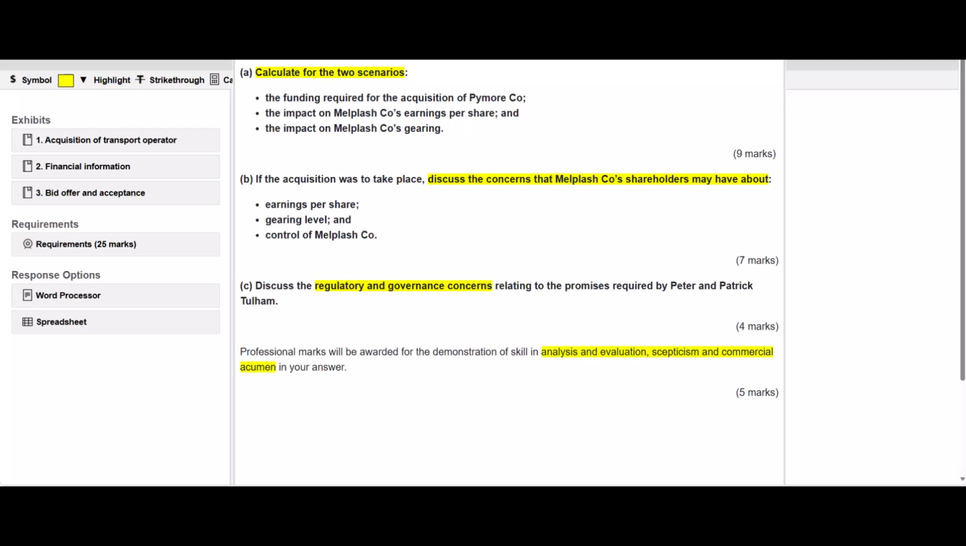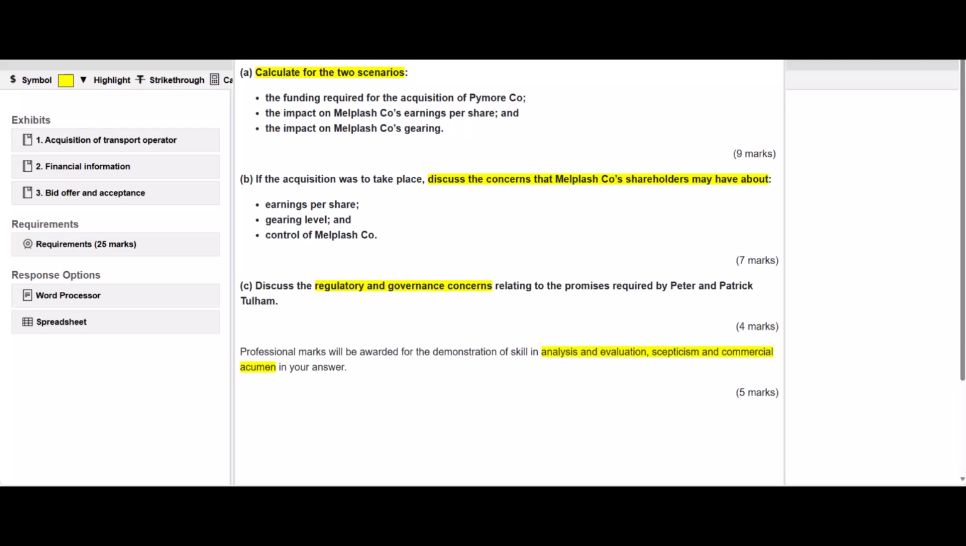So lots of discussion in this question, only 9 marks of calculations, and then we've got 16 marks in total, including those professional marks that are going to be for the more discursive parts. So very important that you know how to do that in this exam. It can happen. We get more words than we do numbers. So it's really important you know how to answer a question like this.